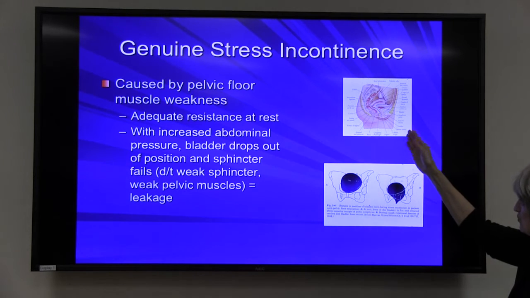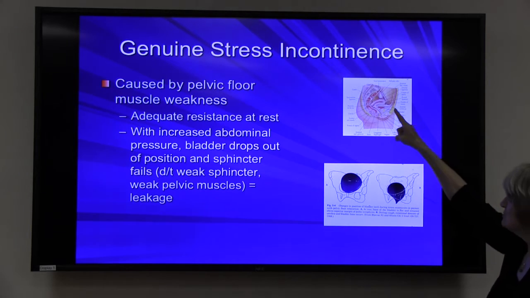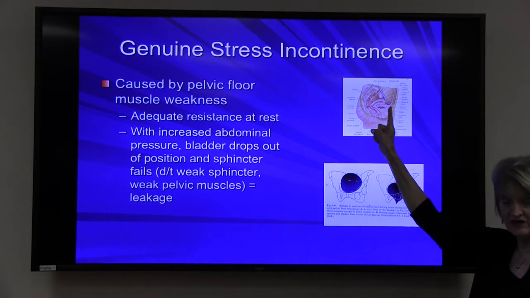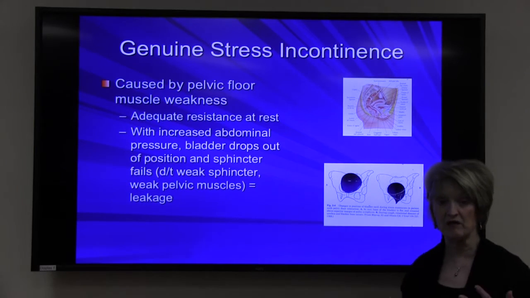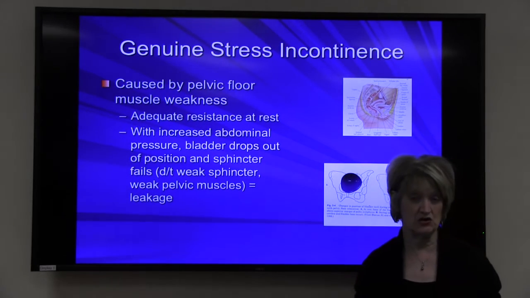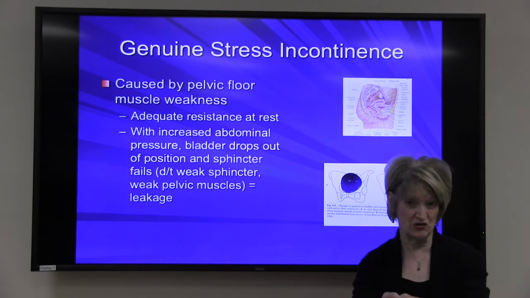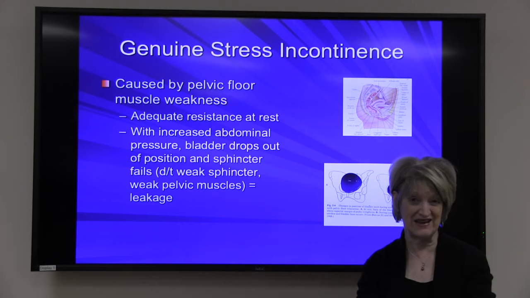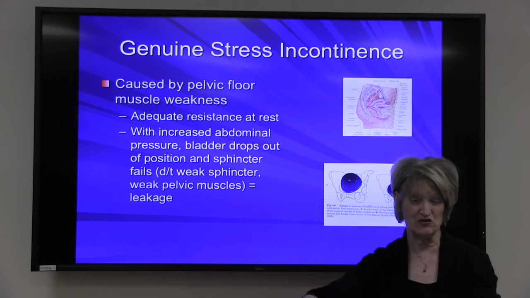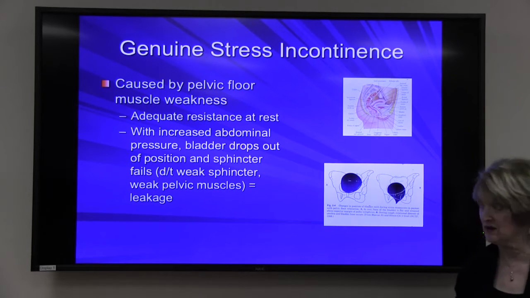In addition, remember that not only do you have pelvic floor weakness, but you also have weakness of the sphincter muscle itself. So in women who have pelvic floor relaxation, two things happen. The sphincter doesn't contract as strongly as it should, and the sphincter is not maintained in position. Everything drops out of position, and that further contributes to leakage.